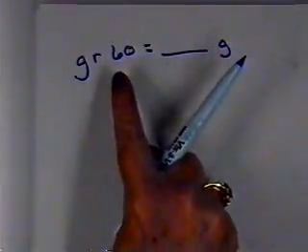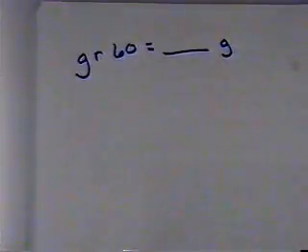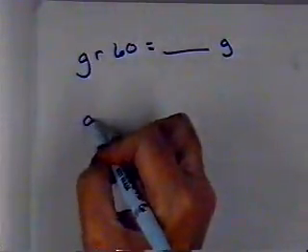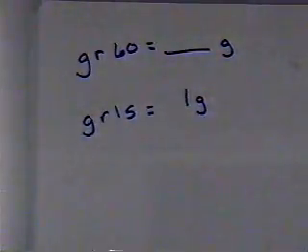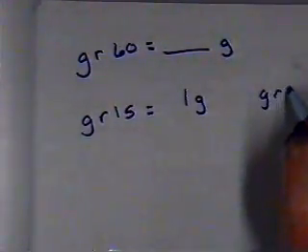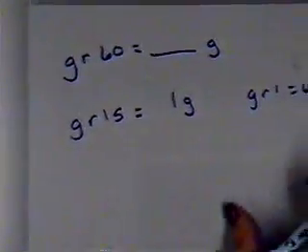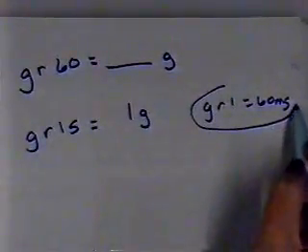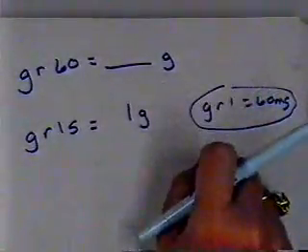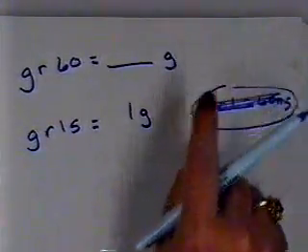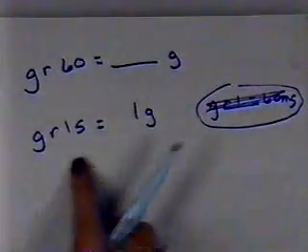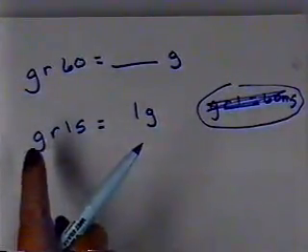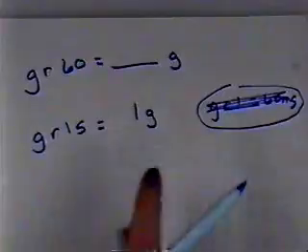If the problem says grains to grams, use the conversion that says 15 grains is 1 gram. Even though we also had one that said 1 grain is 60 milligrams. Don't use milligrams unless the problem asks for milligrams. If the problem asks for grams, use this conversion. And the easiest way to do conversions is write down what you have memorized from the tables. 15 grains is 1 gram.